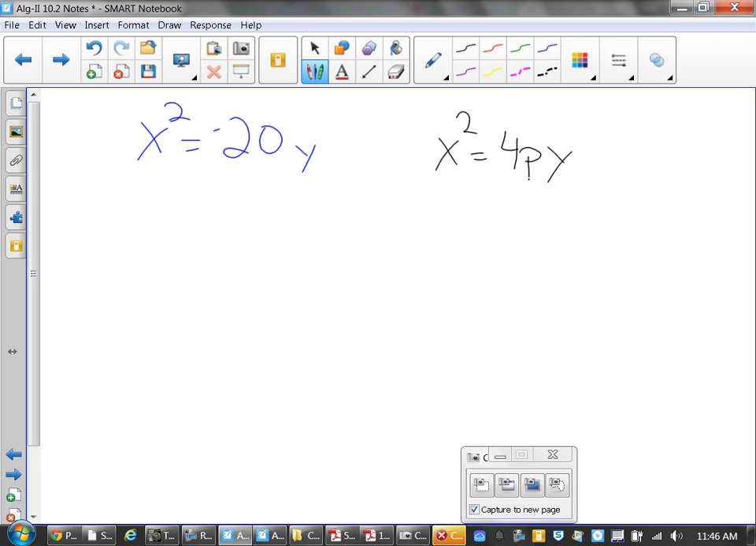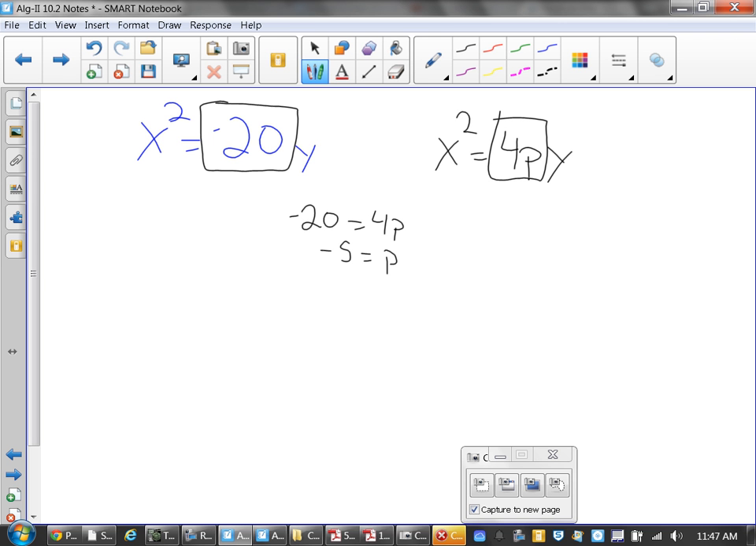Now, is x squared in the problem already by itself? Yes, I don't have to move anything away from it. So that means I can just take the coefficient in front of the y and set it equal to 4p. Negative 20 has to equal 4p. So that means that negative 5 is p. Just plucking the coefficients out.